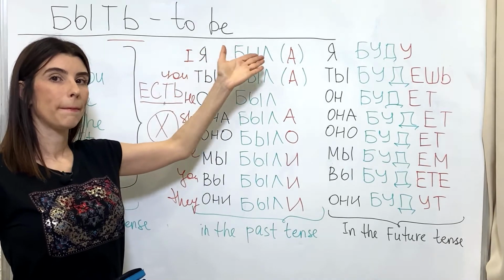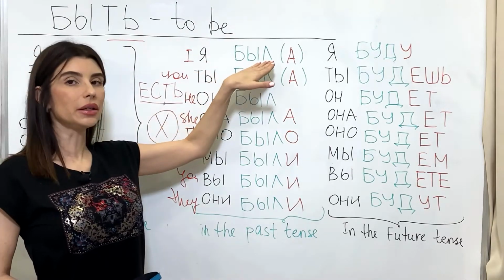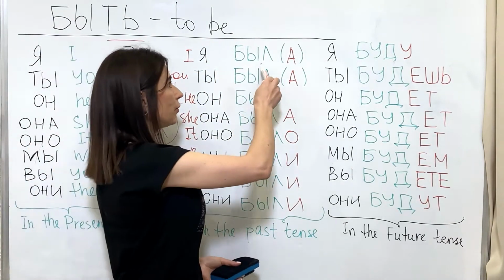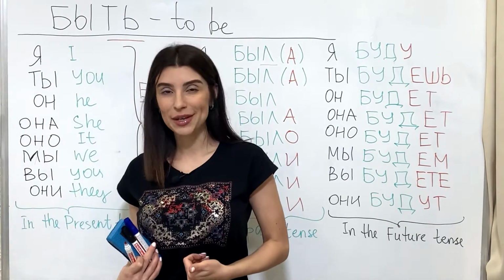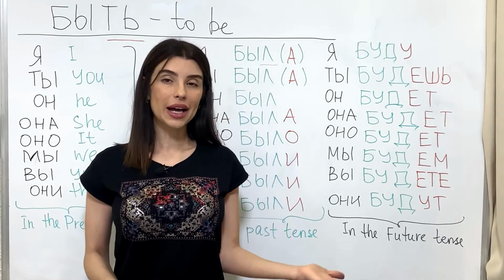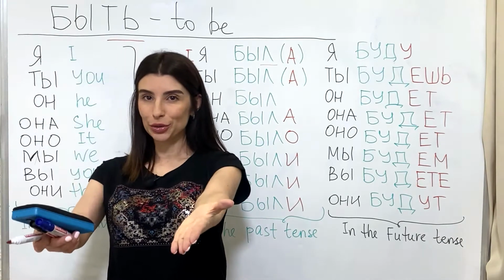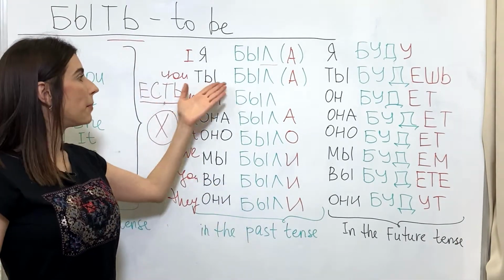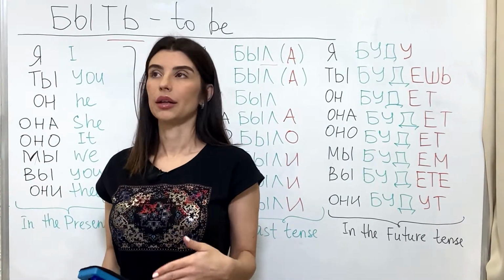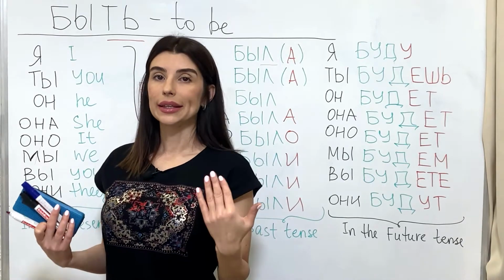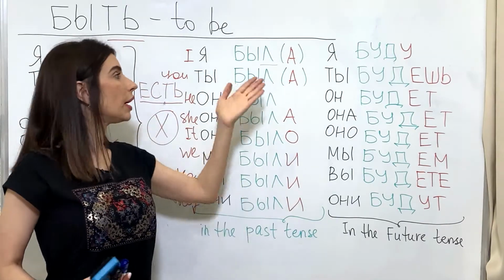Я был. It's past tense. Я был, you can say if you are a man. But if I'm talking about myself and I'm a woman, I can say я была. Ты means you. Был. If I'm talking about you as a man, as my friend, I can say ты был. But if you're a female, I can say была.